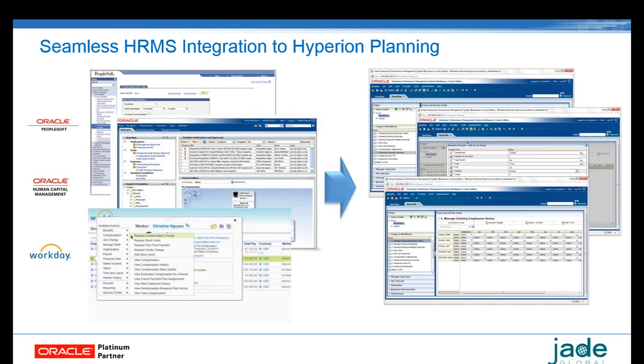So at the end of the day, our goal is to help provide a seamless integration between your HRMS and Hyperion Planning, using sources, whether it's Oracle, PeopleSoft, Oracle HR, or even Workday or Vista. There's a number of other products out there. At the end of the day, our experts have worked with these other HRMS applications and have the ability to integrate them into the framework that we've built around the accelerator.